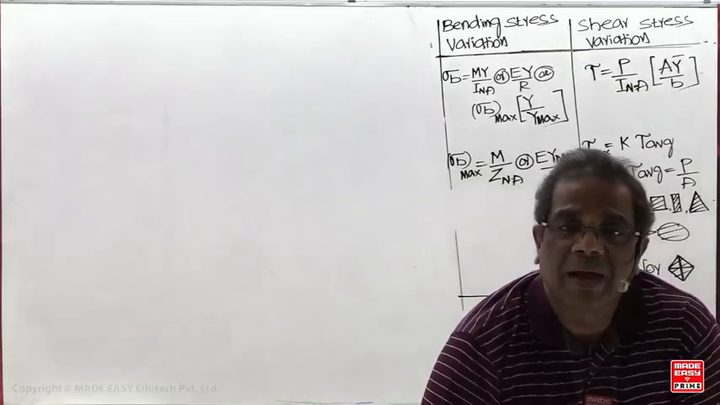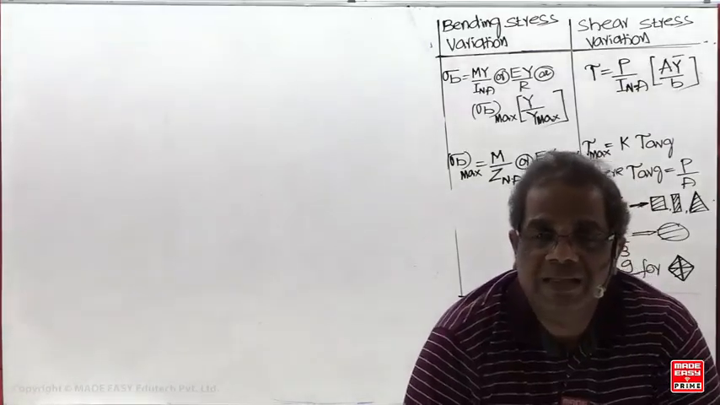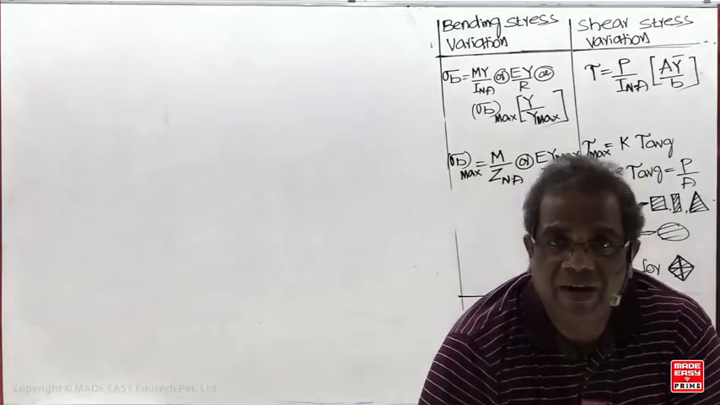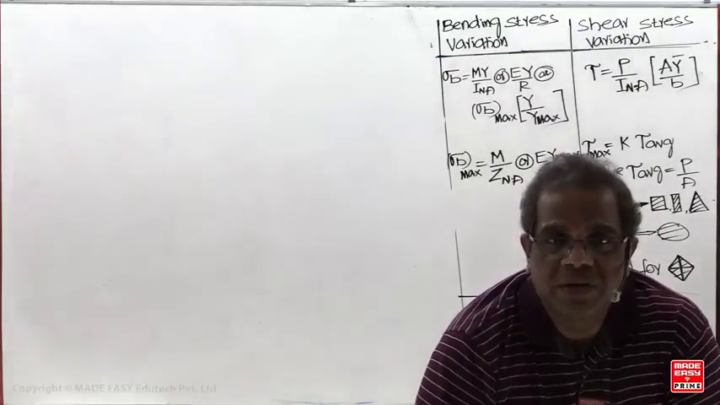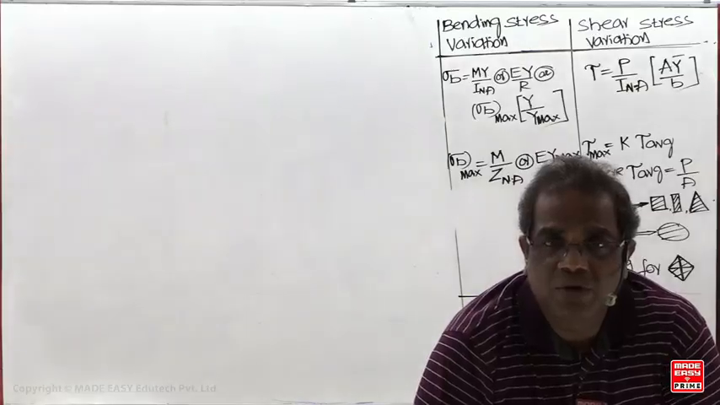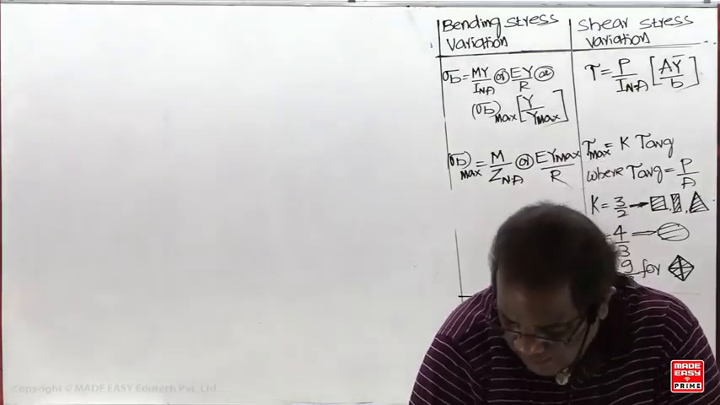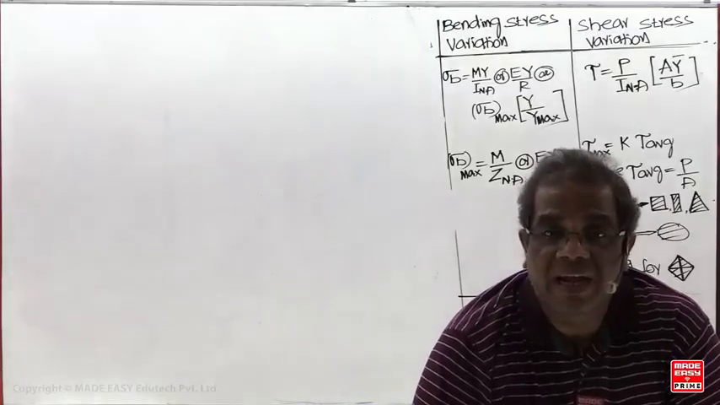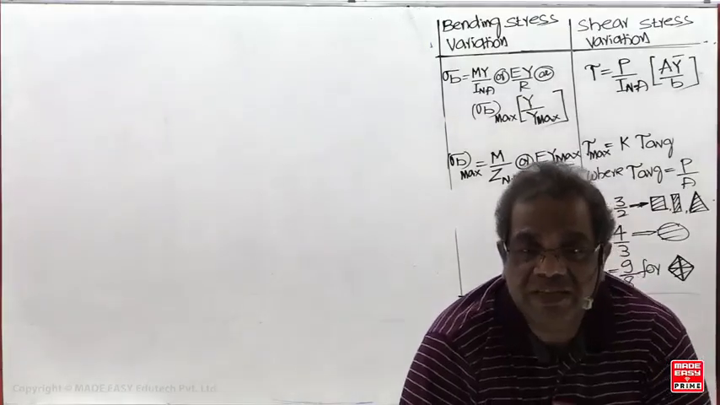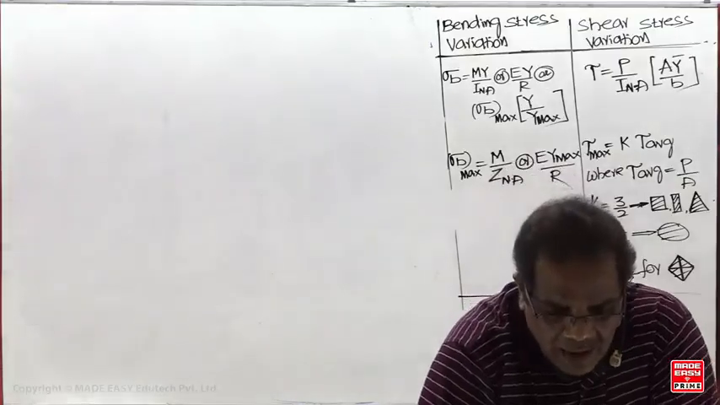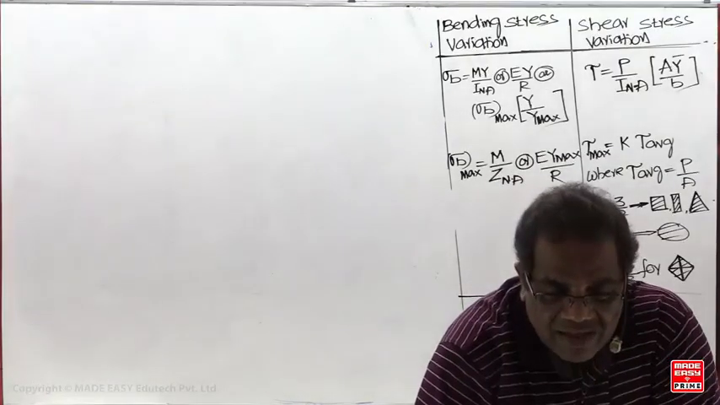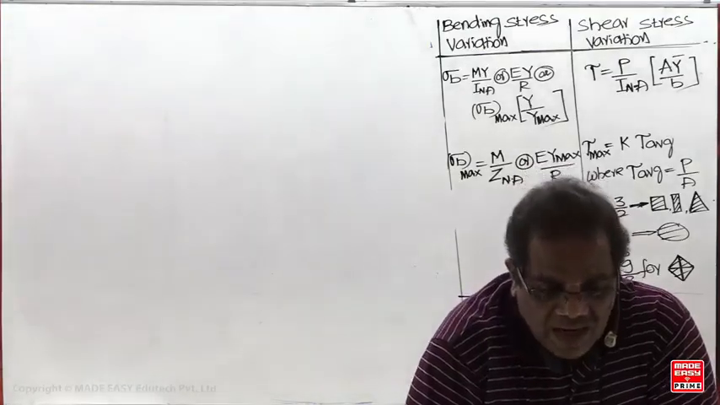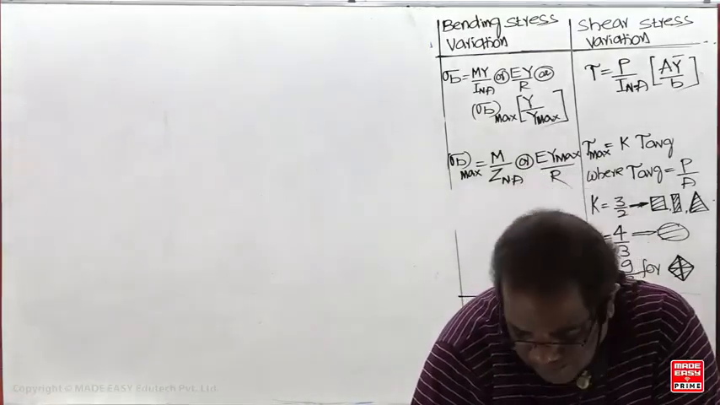When you get sigma b max at the extreme fiber, sigma x is equal to sigma b or sigma b max, and sigma y is equal to tau xy equal to 0. Hence Mohr's circle is a circle which is tangential to the y-axis.